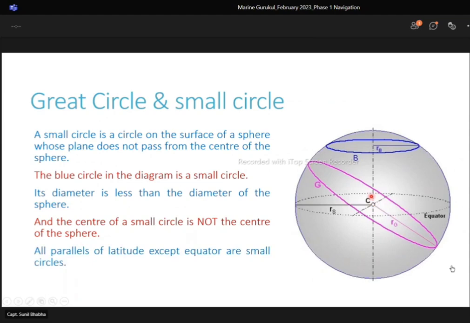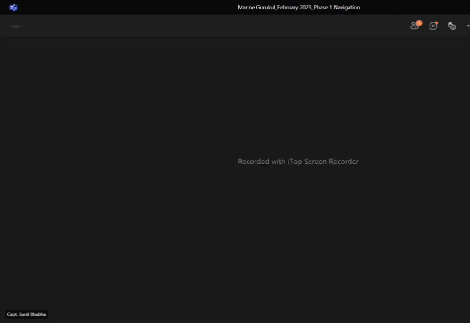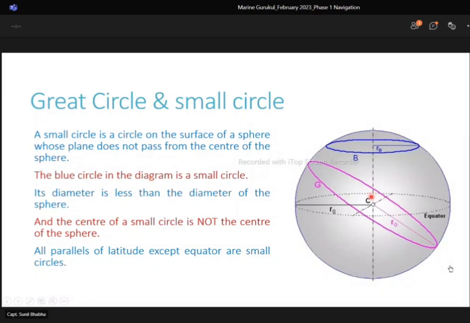Now, all the parallels of latitude except the equator are small circles. Whether it is 10 degrees, 20, 30, 40, 50, north or south, all these parallels on the surface of Earth represent small circles because their plane does not pass through the center of Earth, their radius is not equal to the radius of the Earth, and the center of these circles is not the same as the center of the Earth.